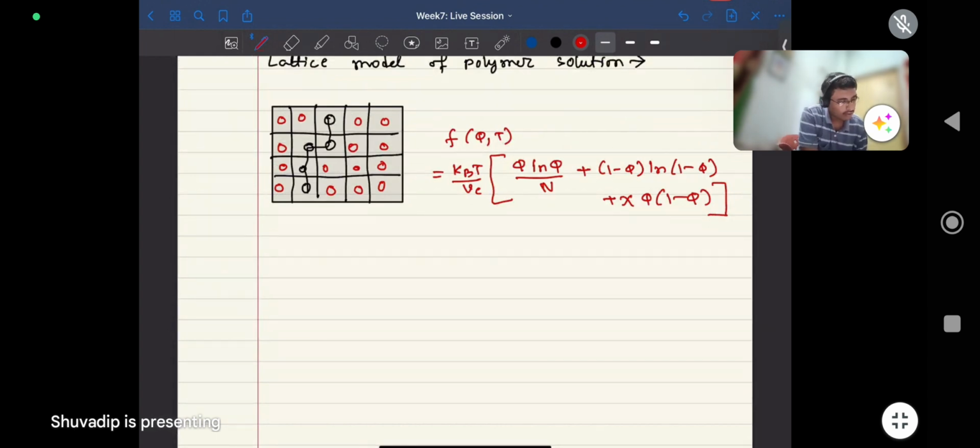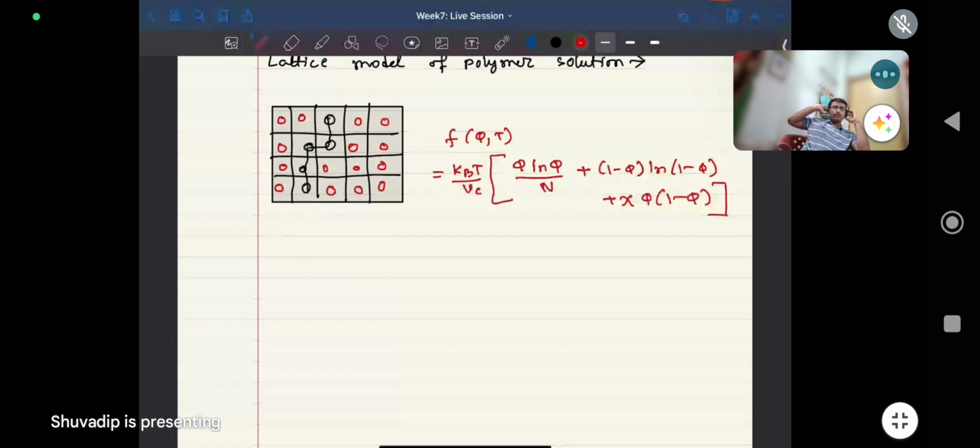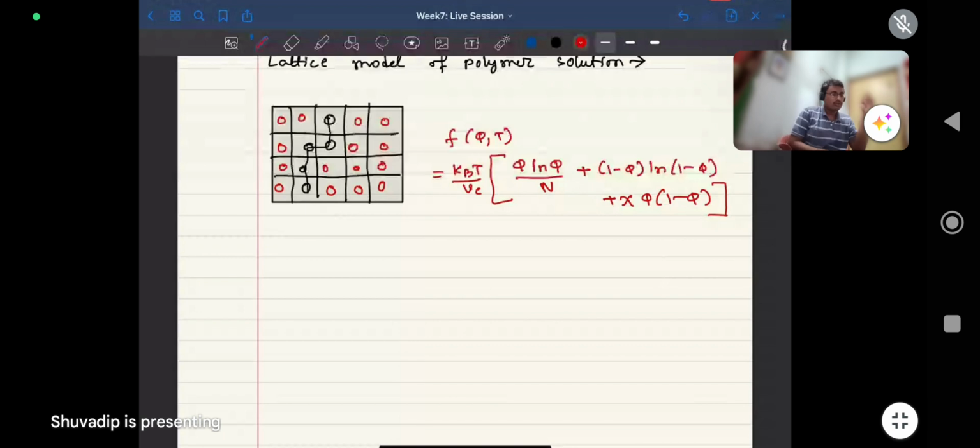But the only problem here is that previously the whole expression of this free energy was symmetric about phi equal to half. So if you replace phi by 1 minus phi, there will be no change. But due to the introduction of this quantity 1 by n in the whole free energy term, this is no longer symmetric about phi equal to half. So if you replace phi by 1 minus phi, the expression is no longer similar.